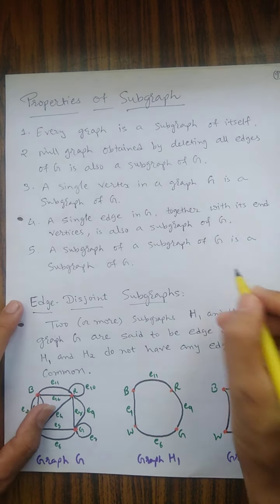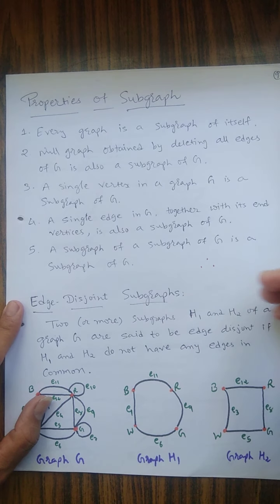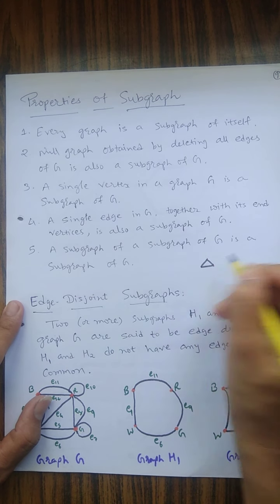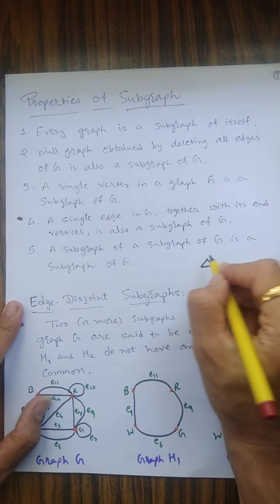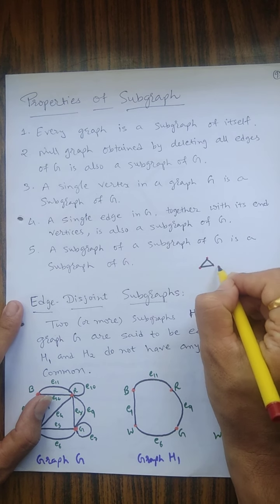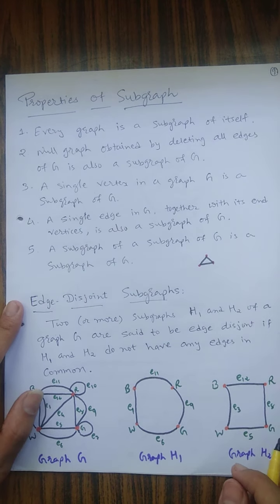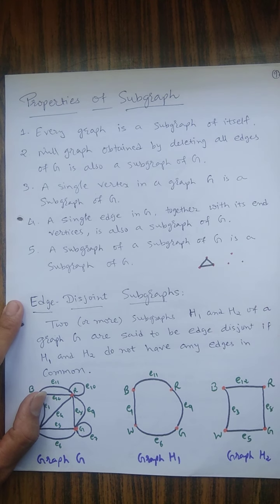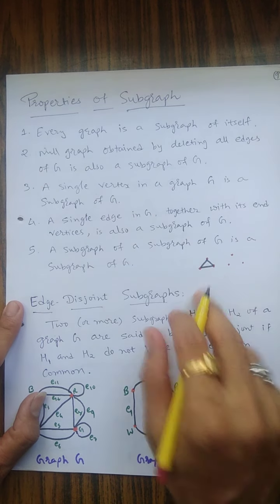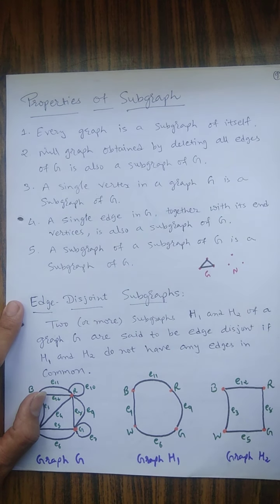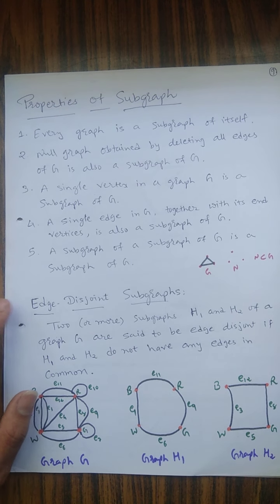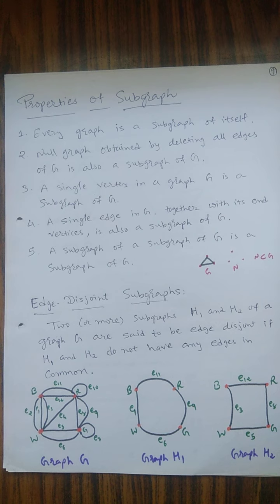Suppose I take one example here. If I draw 3 dots and join them with edges, you can see that here there are 3 vertices and 3 edges. But if I draw 3 dots only, then this is a subgraph. So it is a null graph, and this is our graph G. It is a null graph N, and N is a subset of G. You can easily understand this.